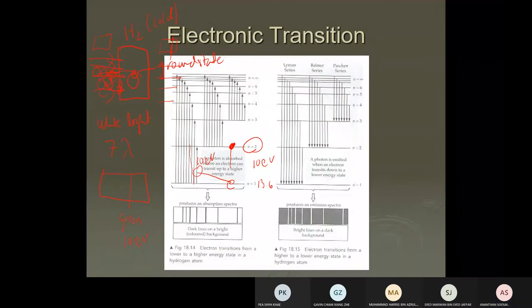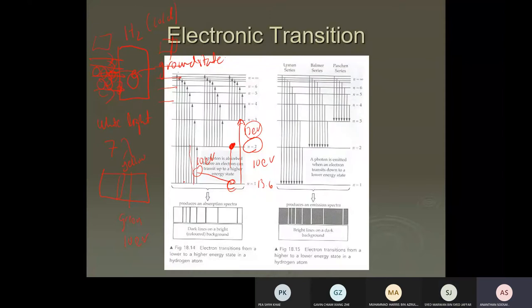Let's say the electron goes up from n=1 to n=3. You need, let's say, 12 eV, and this light also has 12 eV. Let's say the 12 eV falls under yellow. So the yellow photon will also be missing when the light comes out.